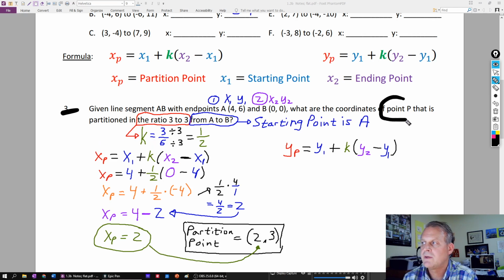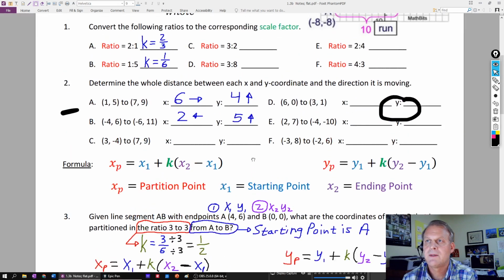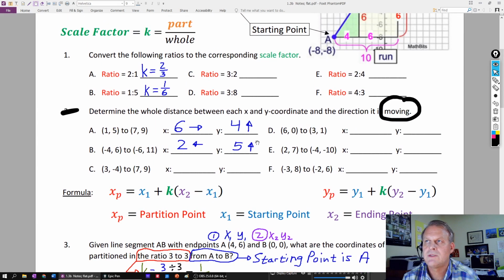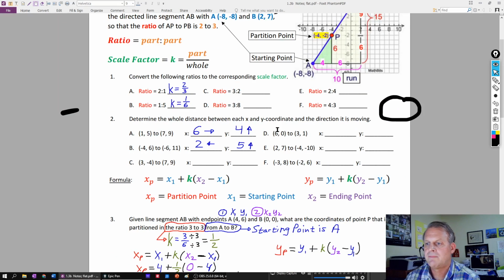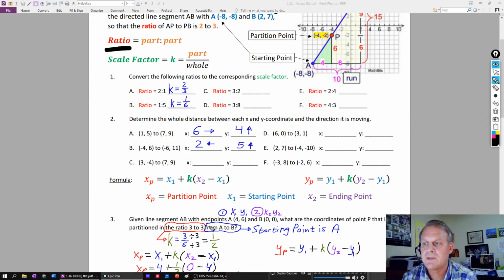So this is your partition point. What are the coordinates of point P that is partitioned in the ratio of 3 to 3 from A to B? Okay, so I've circled those. That's really critical information. The ratio of 3 to 3, so there's our ratio. And let me go back up here. Remember that the ratio is part to part. So when they say 3 to 3, that's my ratio of 3 to 3.